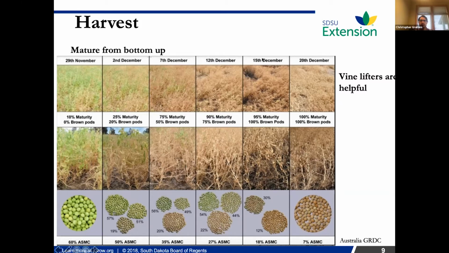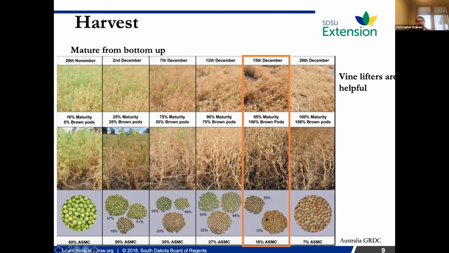The dates are obviously not important. This is from Australia, but you can see how the plant dries down. And where we're targeting, like I said, less than 18% is often a number that's thrown around. As you're going from left to right, you see there's a lot of green, and then it's starting to dry down from the bottom up, and then less and less green. And then at some point you start to see some of the lodging, some of it's falling down. But 95% maturity, 100% brown pods. And you can see the difference here.